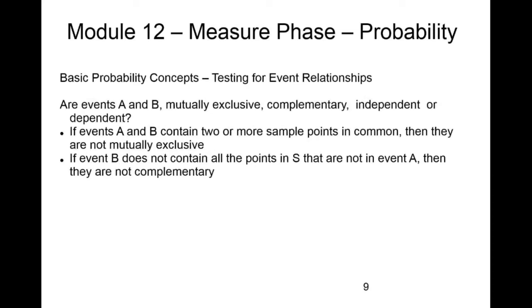Testing for event relationships. Are events A and B mutually exclusive, complementary, independent, or dependent? Well, if events A and B contain two or more sample points in common, then they are not mutually exclusive. If event B does not contain all the points in S that are not in event A, then they are not complementary.